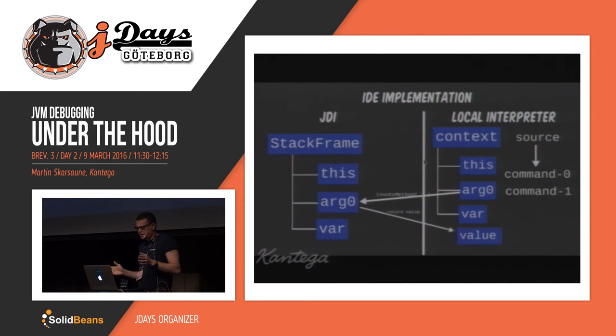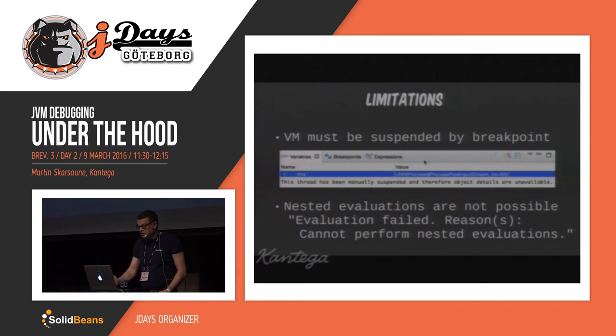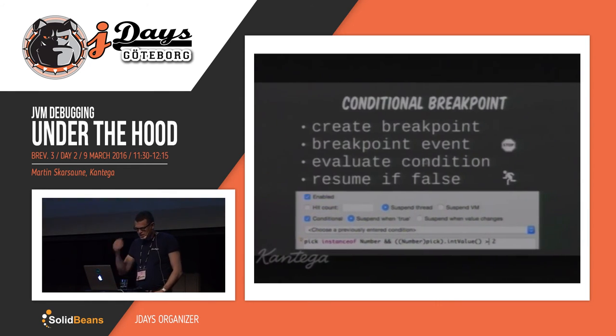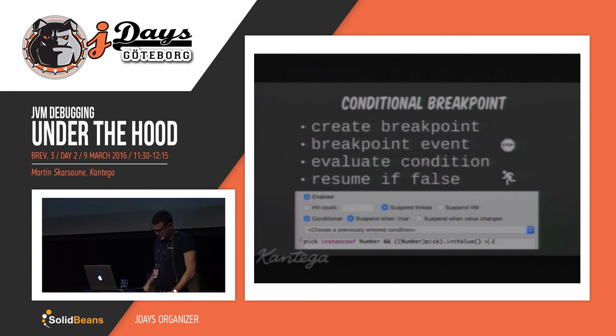So typically when you evaluate code, there's quite a lot of traffic and overhead going on. And there are some limitations. The VM has to be at the breakpoint in order for you to evaluate code. And for instance, in Eclipse, there's a runtime model on the client side, so you cannot do one evaluation inside another. One place where you should be aware of this is if you use conditional breakpoints.